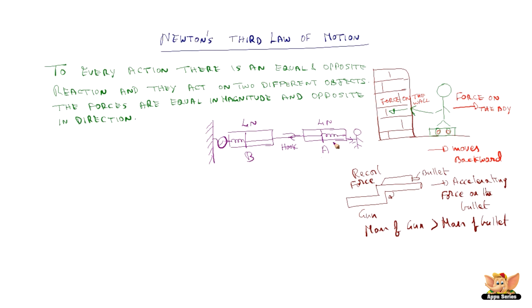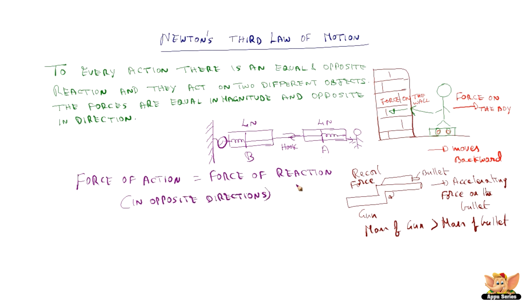So the force of action is by pulling A, there is a force of action on B, which is again pulling back A, there is an action on balance A. So we understand from this experiment that the force of action is equal to the force of reaction, but in opposite directions. As Newton's third law says, forces always occur in pairs. Newton's third law studies the pairs of forces.